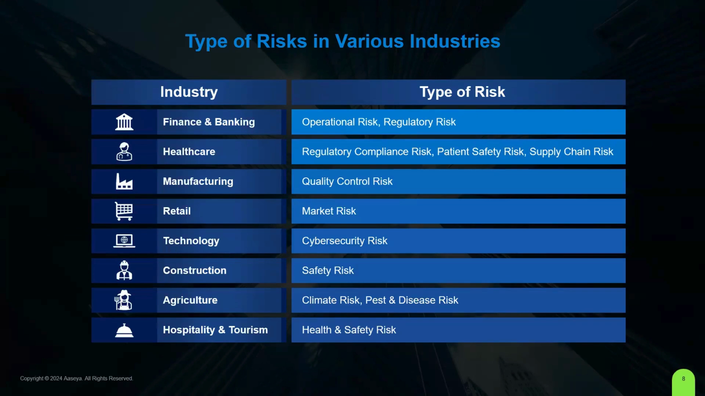Let us consider one more example, the industry being technology and the type of risk being a cybersecurity risk. An example would be employees of a software company fall victim to a phishing email, resulting in cybercriminals gaining access to sensitive internal data, including source code and customer information. This breach exposes the company to intellectual property theft and potential customer data leaks. Let's now move on to the next slide.